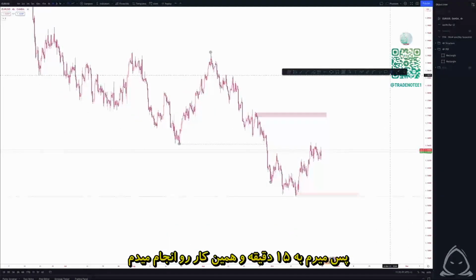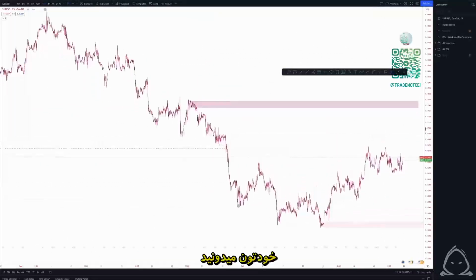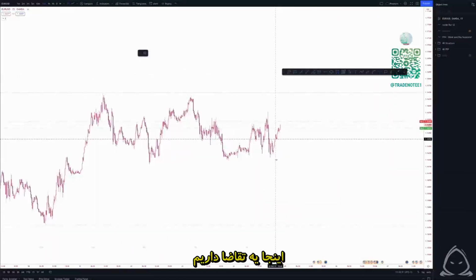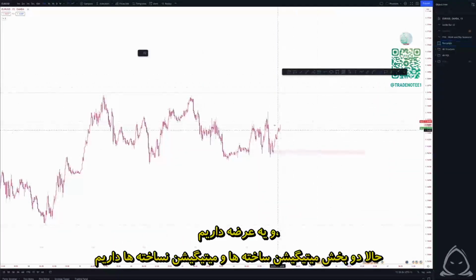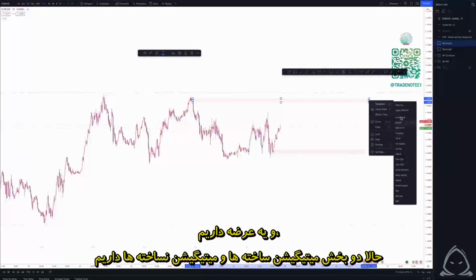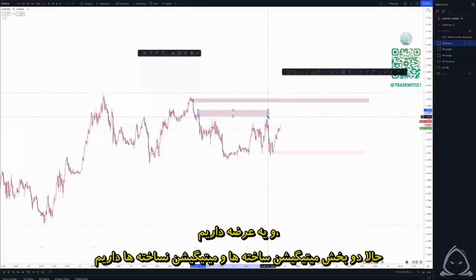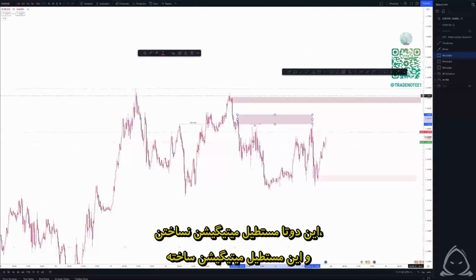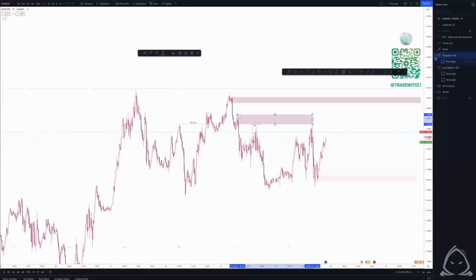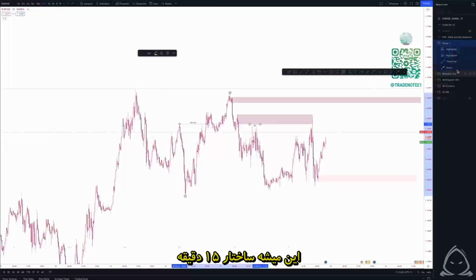So then I go to the 15-minute and I do exactly the same, right? You already know. Okay, I trace here a demand. I draw here a supply. And yeah, what I can do, as you know, is putting mitigated and not mitigated, right? So this rectangle and this rectangle are unmitigated. And this one is mitigated already, right? All this comes to 15-minute structure.